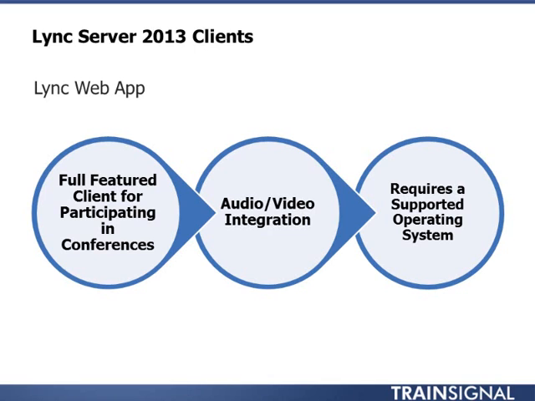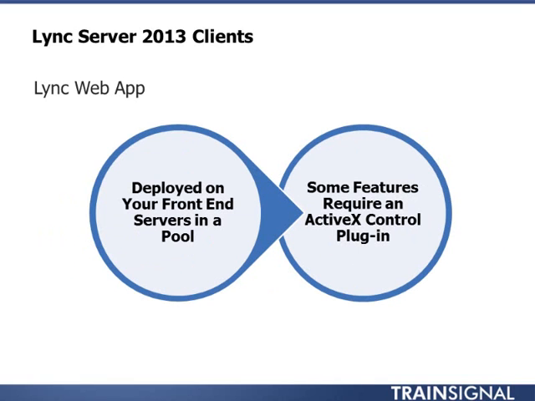When you send a meeting request out to a user that does not have the Lync client installed, when they click on the link and they connect over to your Microsoft Lync environment, the client will be prompted to connect into the meeting using the web-based application. The web app is automatically deployed on your front-end servers in a pool. You do want to know that there are certain features of the web app that do require an ActiveX plugin down on your client. And since the voice, video, and sharing features of the web app require the ActiveX Control plugin, we're going to look at deploying that in advance for the clients.